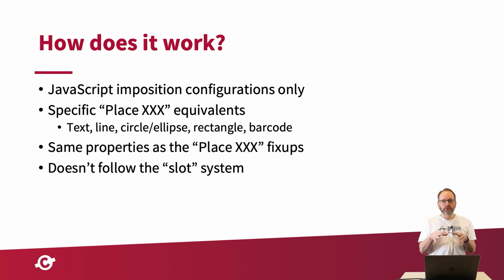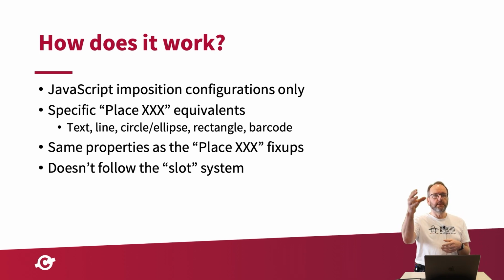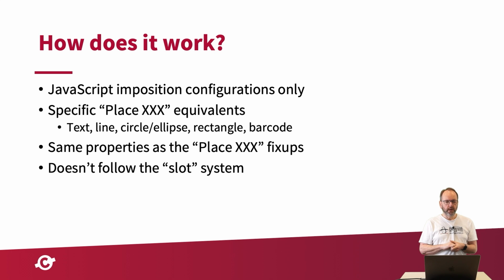They use, and I will show that as well, the same properties as the fix-ups that they correspond to. So if I use these decorations in a JavaScript configuration, they would use all the properties. If I say place line, that would use all of the properties that the place line fix-up would also use. And so it's easy to know what they can do, and it's easy to play with what values you could use, because you can just use a place line fix-up and experiment until it does what you want. Those are also the settings you can use in the JavaScript configuration.